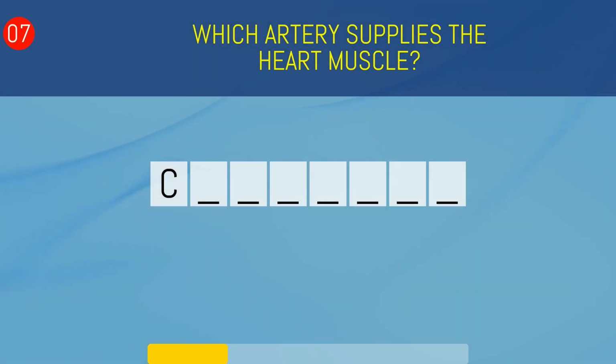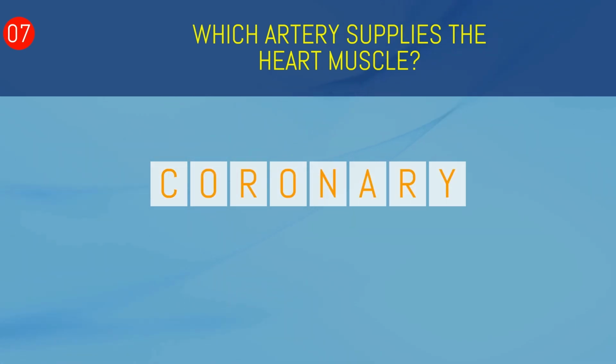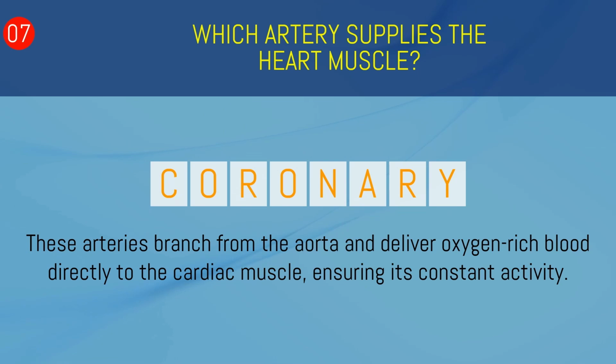Which artery supplies the heart muscle? Coronary. These arteries branch from the aorta and deliver oxygen-rich blood directly to the cardiac muscle, ensuring its constant activity.